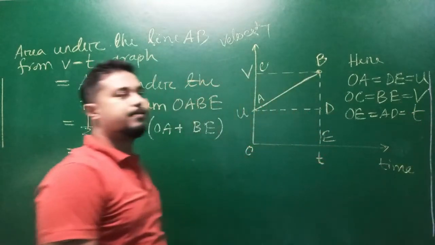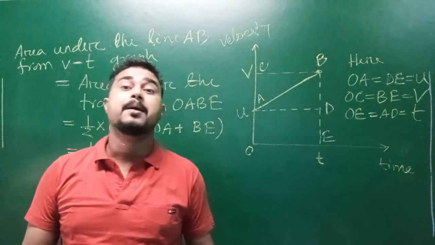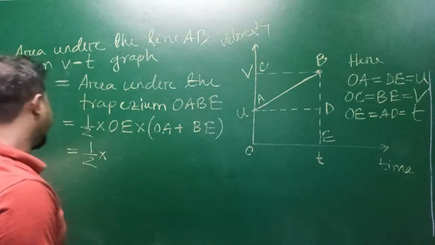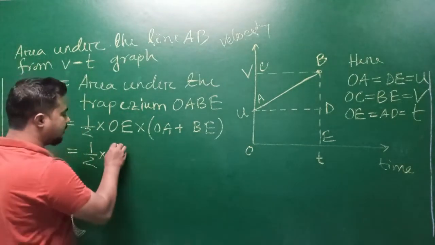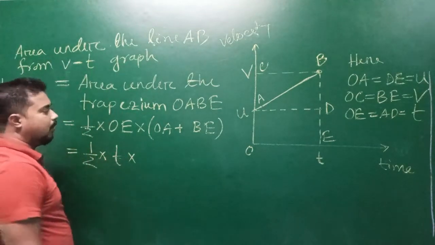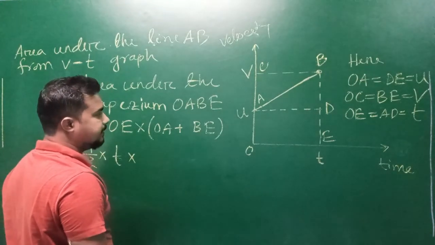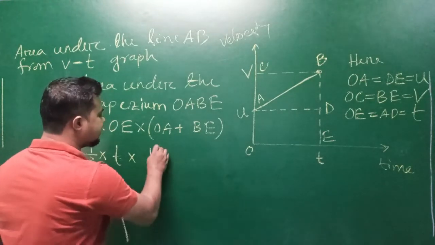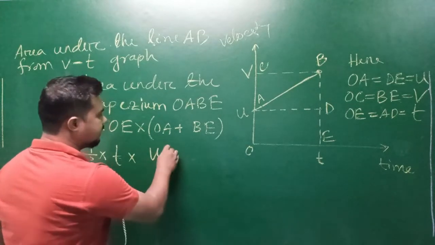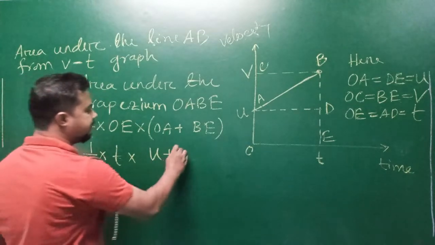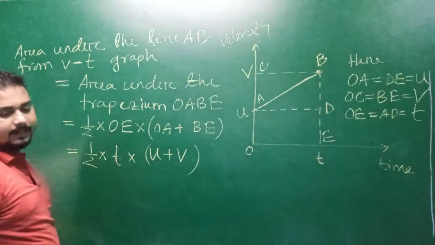Okay, now if we put their values, start with here, what will we get? See, OE is equal to we can write how much? It is t. And OA plus BE. OA is equal to we can write how much? It is u. Plus BE is equal to we can write how much? It is v.